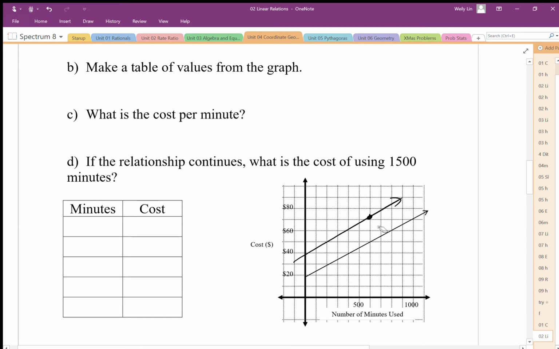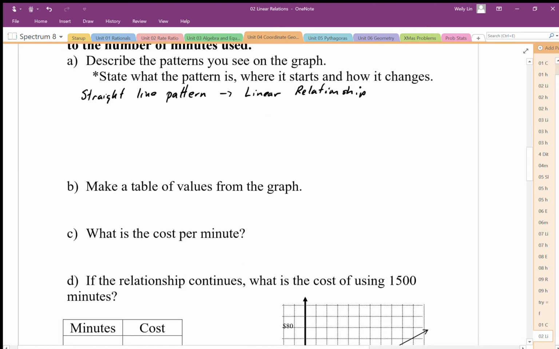One point that is easiest to keep track of is what we call the y-intercept, or we'll call it the starting point as well, because that's essentially where this pattern starts. It starts at 0 minutes and it goes up that way. So when we describe this pattern, that's a very convenient place to start. I'm going to say in words it starts at $20.